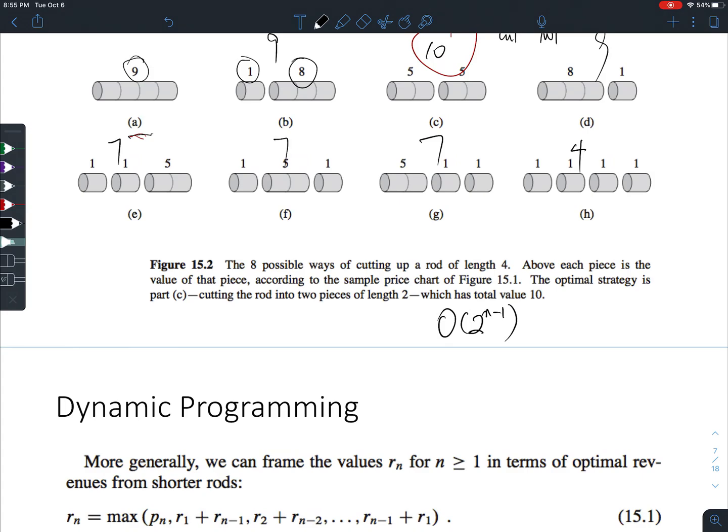Previously we said that when we're talking about complexity, we want to eliminate the constants. So here we just remove the minus 1, and what we get is 2 to the power of n. So the complexity of this solution is going to be O(2 to the power of n).